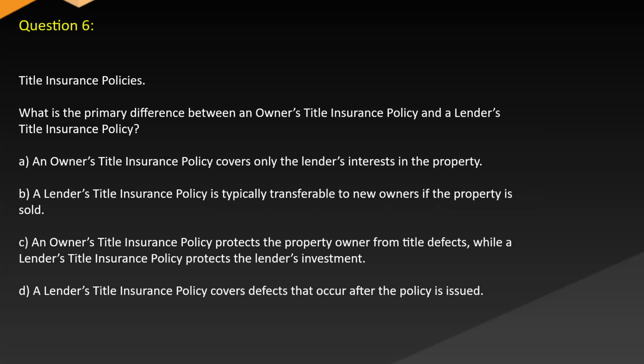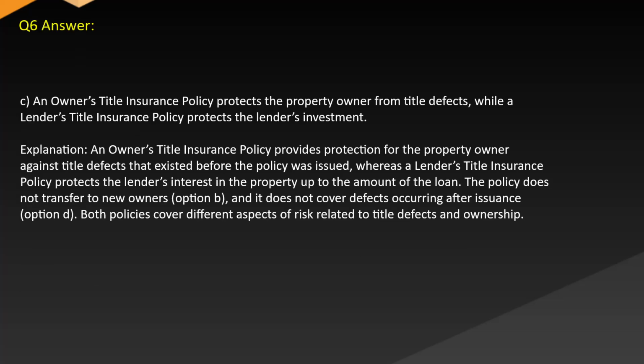Question 6. Title insurance policies. What is the primary difference between an owner's title insurance policy and a lender's title insurance policy? A. An owner's title insurance policy covers only the lender's interests in the property. B. A lender's title insurance policy is typically transferable to new owners if the property is sold. C. An owner's title insurance policy protects the property owner from title defects, while a lender's title insurance policy protects the lender's investment. D. A lender's title insurance policy covers defects that occur after the policy is issued.